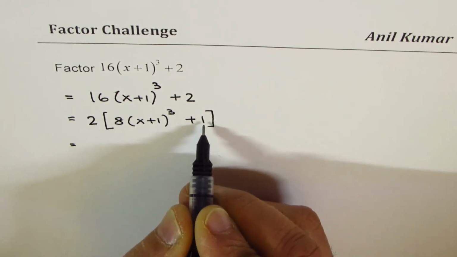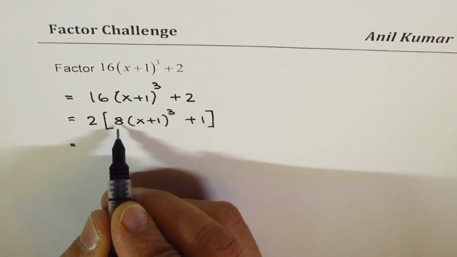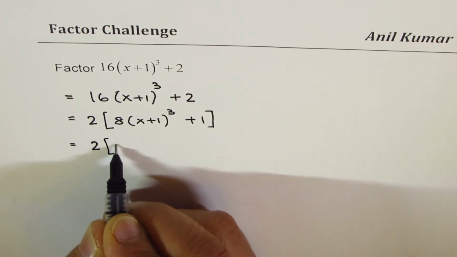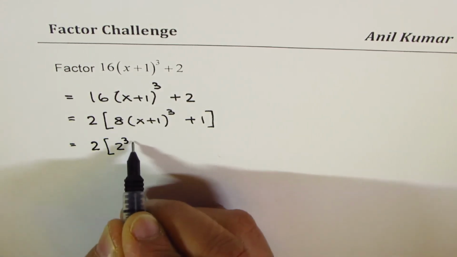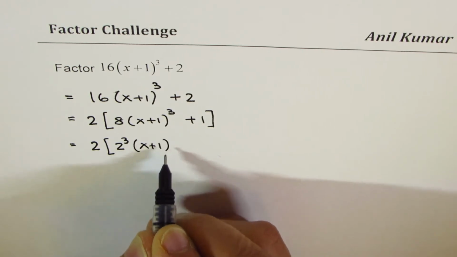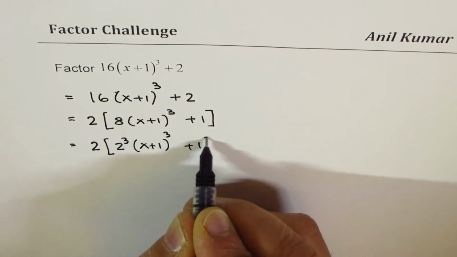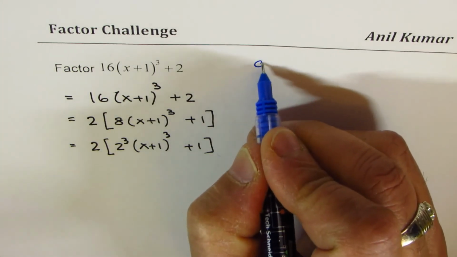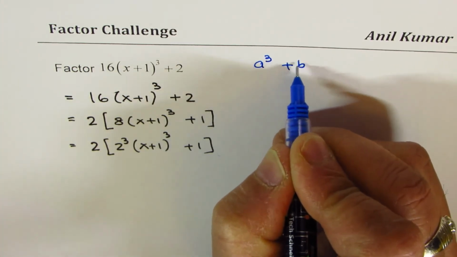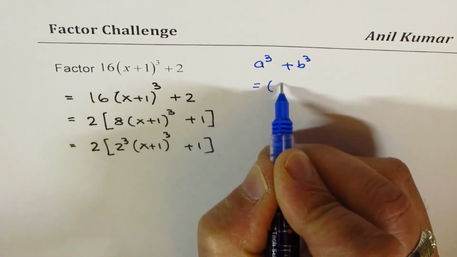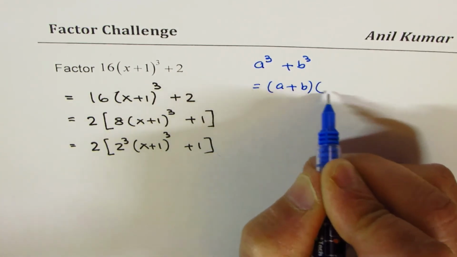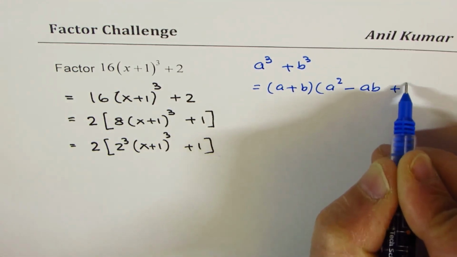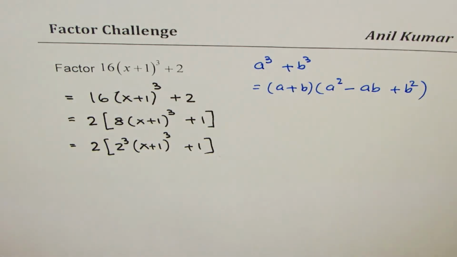Now, 1 is also a cube, cube of 1. 8 is a cube, 2 cube, right? So we could write this as 2 cube instead of 8, times (x plus 1) whole cube plus 1. Now we can apply the formula a cube plus b cube, which is equal to (a plus b) times (a square minus ab plus b square). So we can apply this formula.